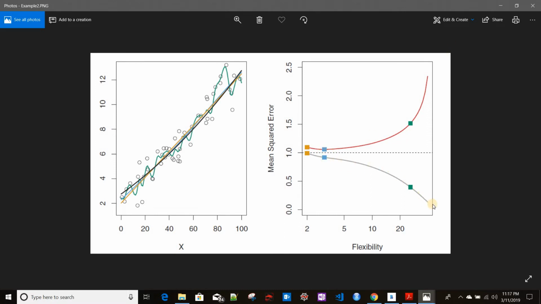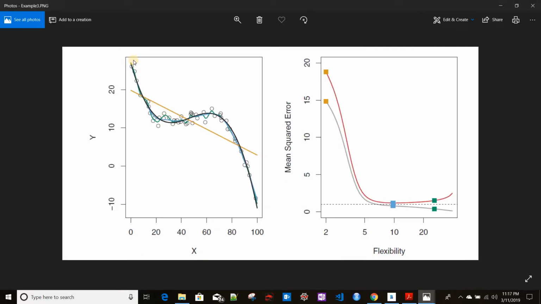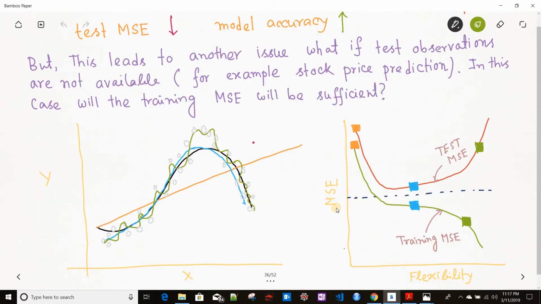But when my model becomes much more flexible, the test MSE suddenly goes up, but my training MSE keeps going down. So that means we are establishing, and maybe we'll take another example over here as well, when our actual data is non-linear in nature. The same thing is happening over here. That means my training MSE, I cannot replace that with the test MSE. So training MSE cannot be a good measurement.